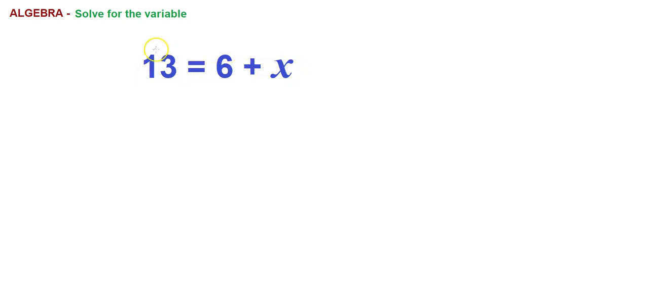Now what this means is that 13, which is on the right hand side in this case, has the same value. In other words, it equals 6 plus x. So 6 plus something is going to equal 13. Now of course we can figure that out in our head with a bit of mental maths, because we know that 6 plus 7 is going to make 13, right? So we already know that x is going to equal 7. But that's not the main focus here.